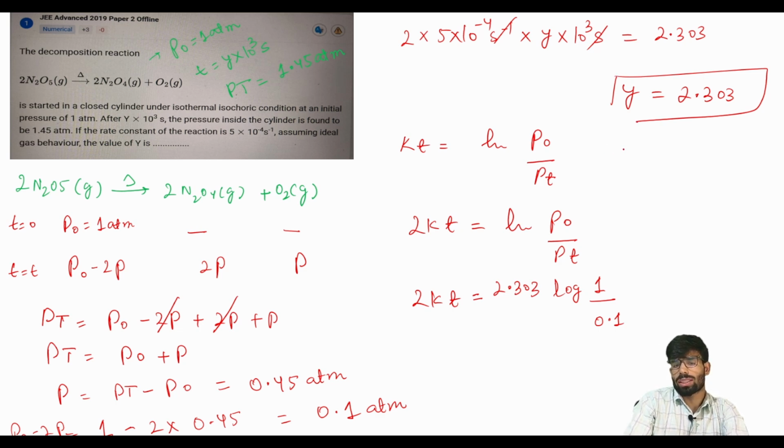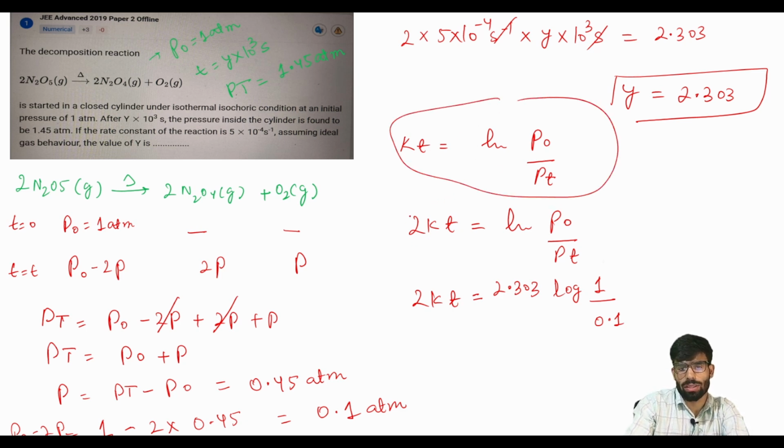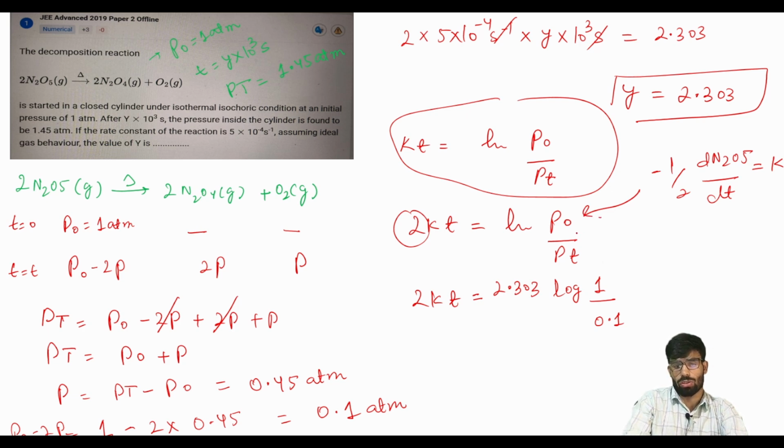But we have to keep one thing in mind, that the rate law got changed here. We usually write this, but this 2 came because if I write the rate of disappearance for this reaction, it will be minus 1 upon 2 d[N2O5] upon dt. That will be equal to k into [N2O5], as it was first order. Upon integrating this, we will get the rate expression for this question, which was the actual need. So we got this answer, that is 2.303.